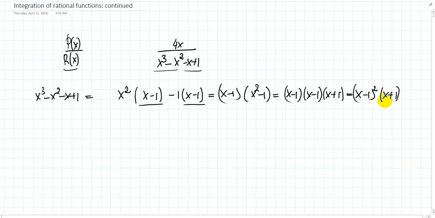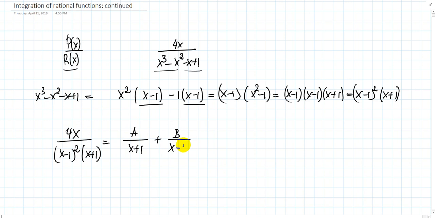So in this case, the decomposition of this rational function into the several rational functions will be different. Okay? 4x divided by (x minus 1) squared multiplied by (x plus 1) is written as a divided by x plus 1, plus b divided by x minus 1, plus c divided by (x minus 1) squared.